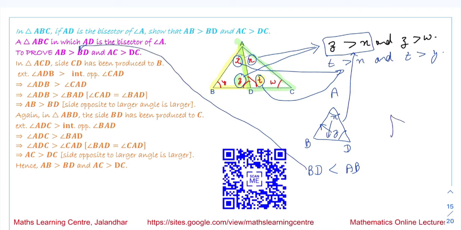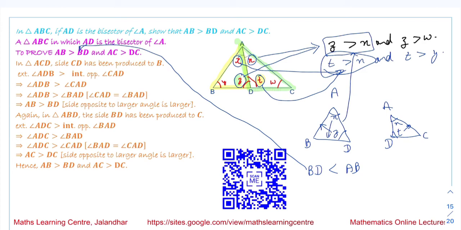Similarly, in the second triangle, we are saying that T is greater than X. This is angle T and this is angle X. The side opposite to T is AC. The side opposite to X is DC. So we get that AC is greater than DC.